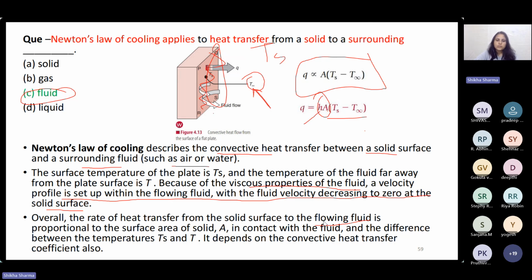Okay, heat transfer from the solid surface to the flowing fluid is proportional to the surface area of the solid in contact with the fluid, A, and the difference between the temperature of the surface and the air. And here h is the convective heat transfer coefficient. It also depends on the medium or fluid we are taking, and the properties of that. So if we are taking air, the h will be that of air.